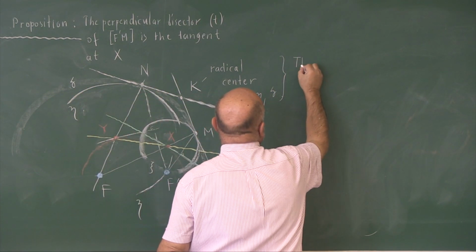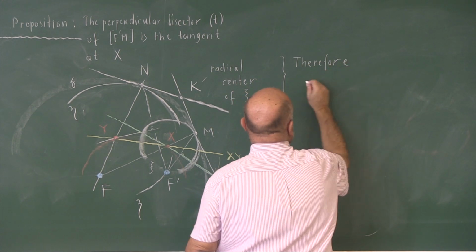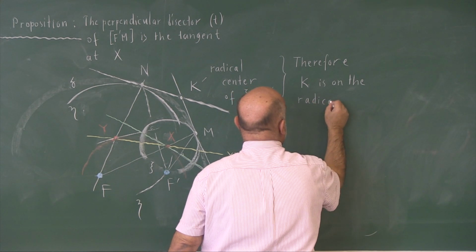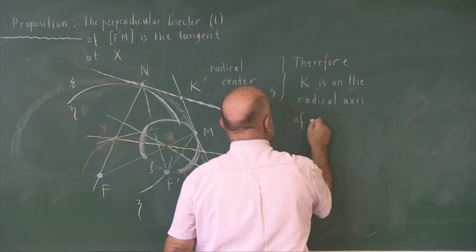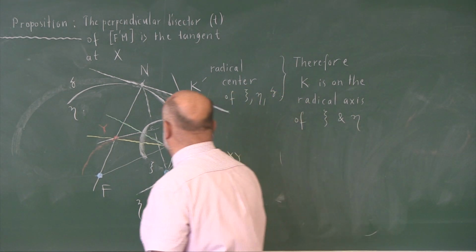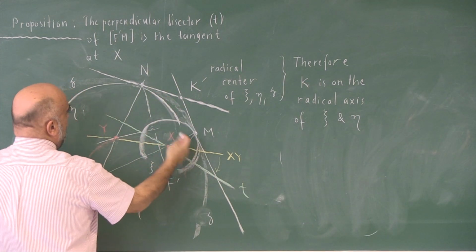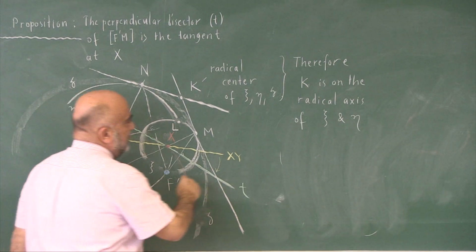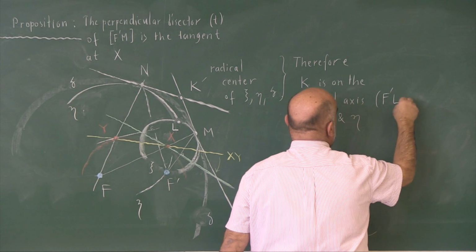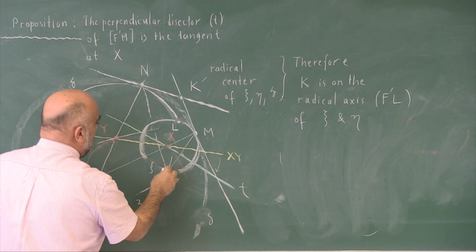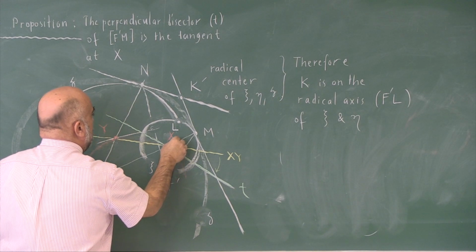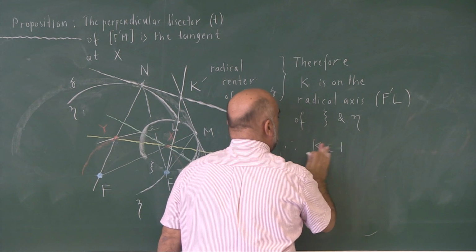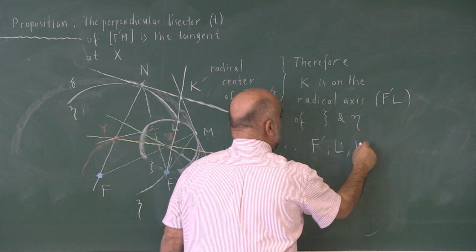Therefore, k is on the radical axis of psi and eta. Now let's look at what that radical axis is. The circles psi and eta intersect in some point, let me call that L. So this radical axis is therefore the line f prime L. Our theorem is saying that if I join f prime and L, then it must go through k. Therefore, we must show that f prime, L, k are collinear.